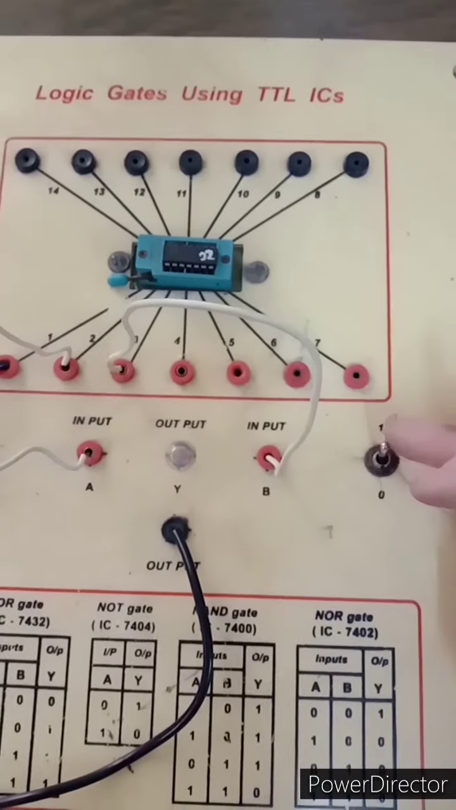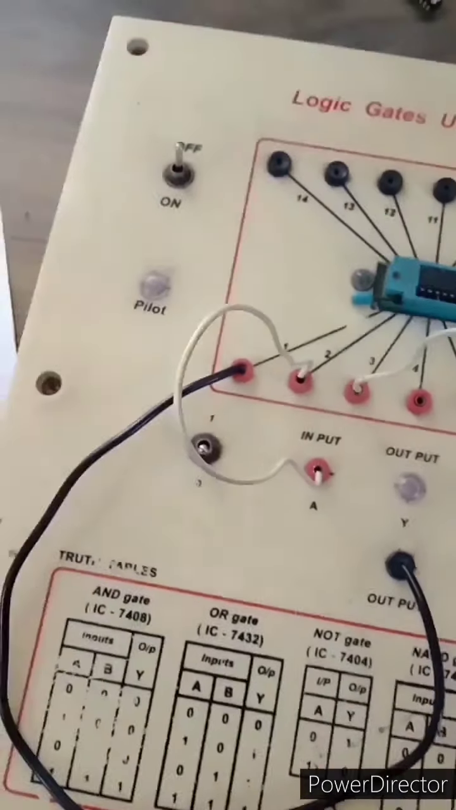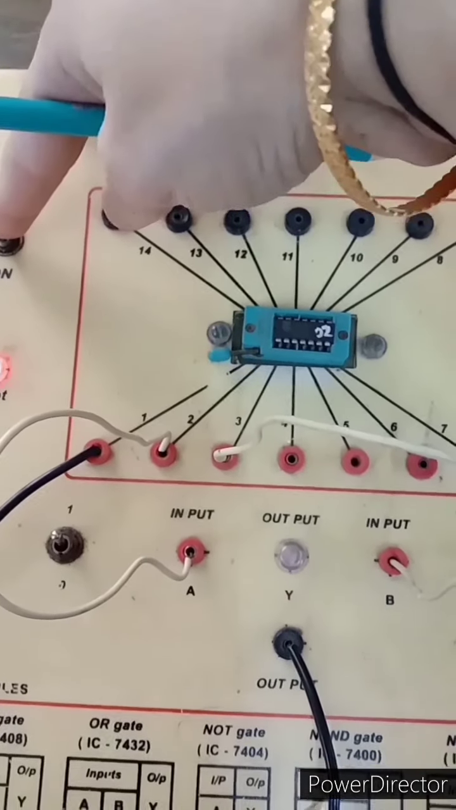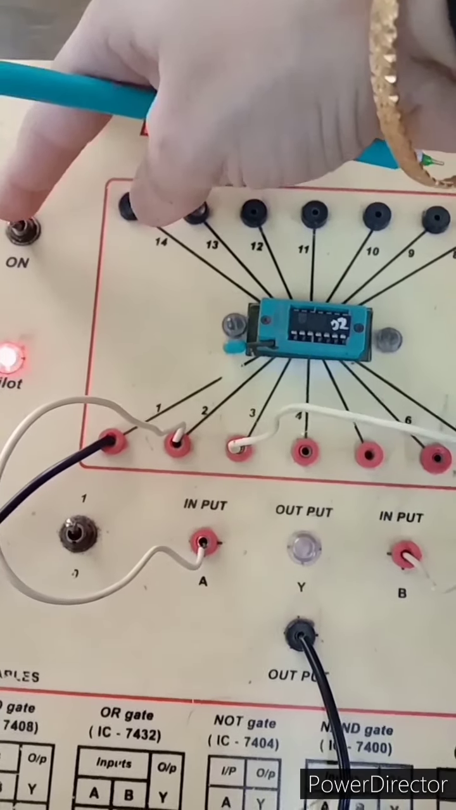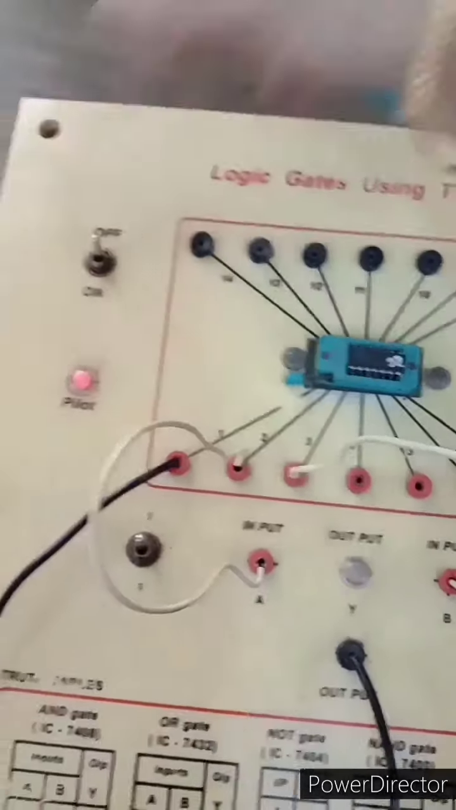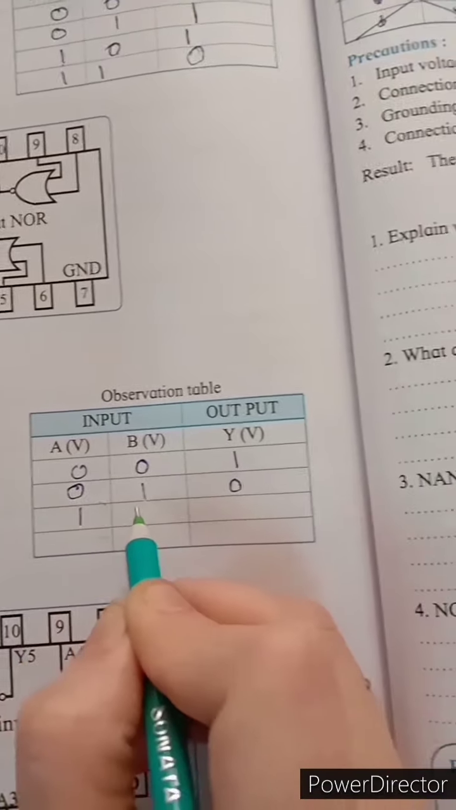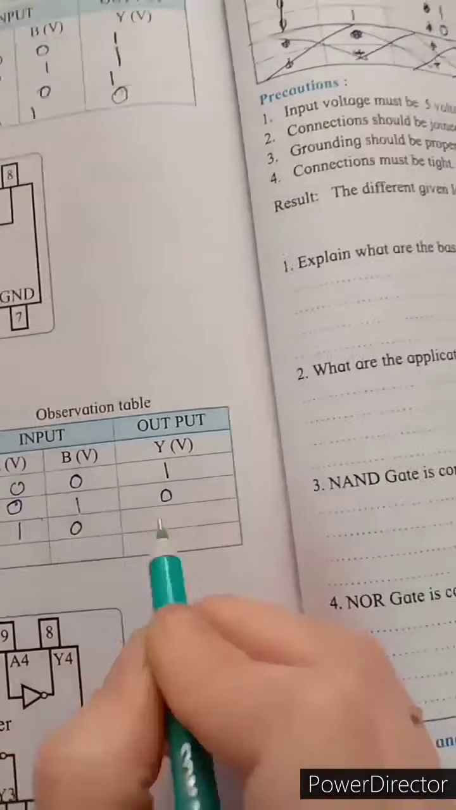Now give the condition. B is at 0, A at 1, switch it on. Again the output is low. Switch it off. Write down the reading. For high input at A and low input at B, output is 0.